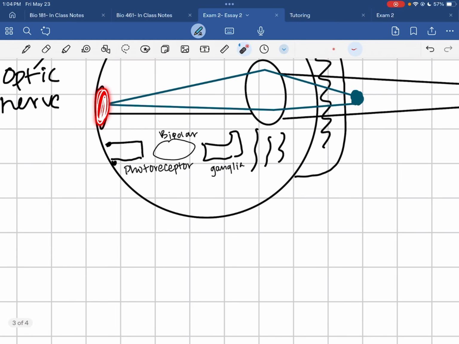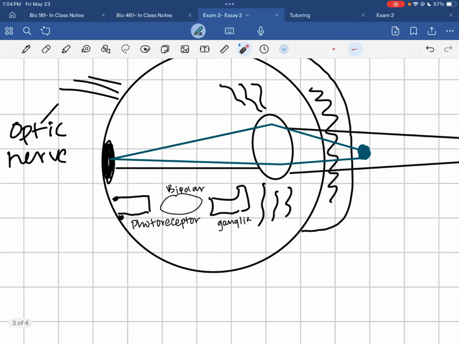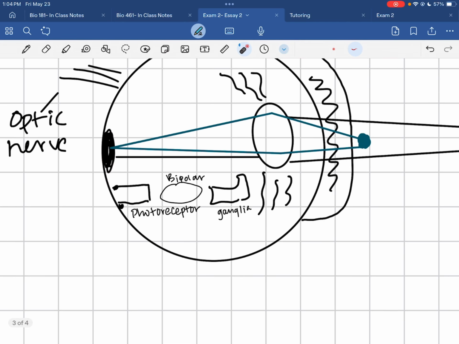So right here, this is our focal point, and then we have our optic nerve that basically sends information to the brain. The focal point right here, the fovea, is a precise point at which all rays of light converge.